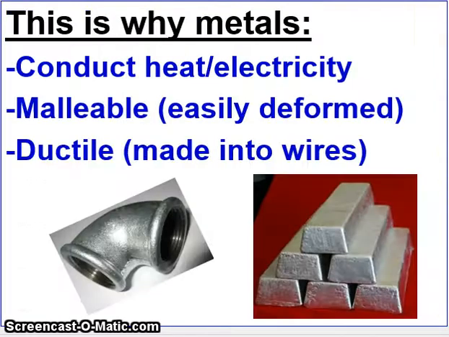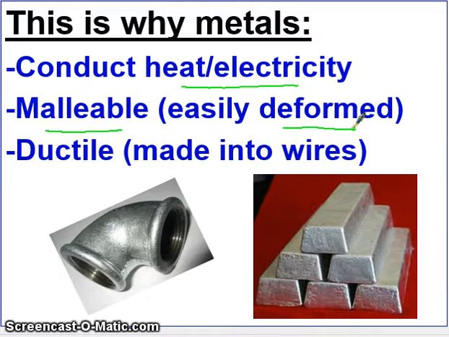And this is why metallic compounds have the following properties. They can conduct heat and electricity. We talked about this in the previous chapter. They are what we call malleable. This means they can be easily deformed. You can actually hammer them into sheets and make them into any shape you want. If you want a pipe, if you want a block shape, you can make metals. They're soft enough to where you can deform them.